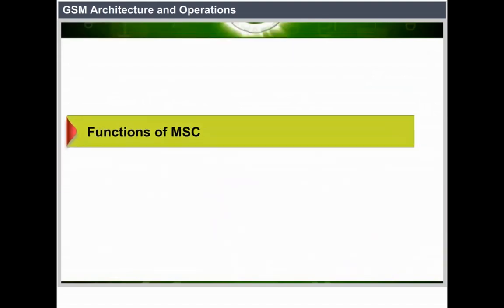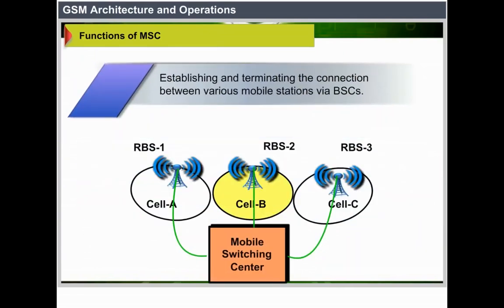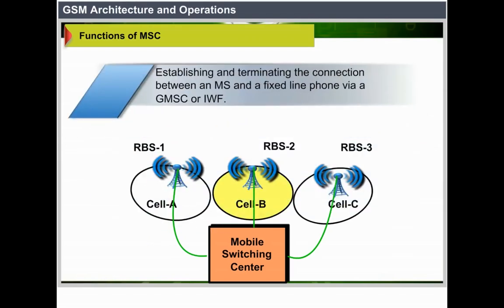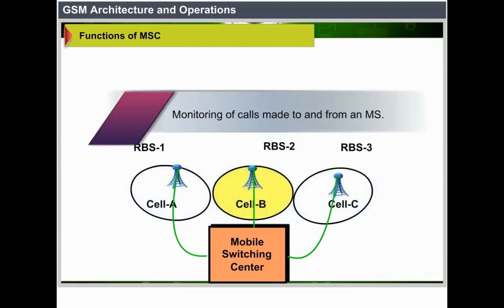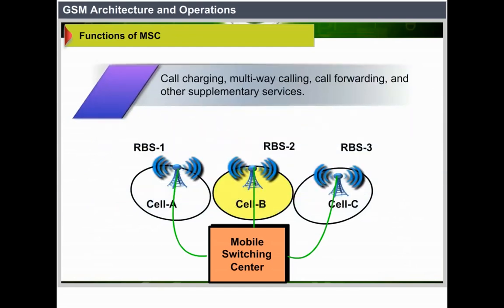Functions performed by an MSC. Processing of signals, establishing and terminating the connection between various mobile stations via BSCs. The mobile stations to be connected may fall in a given MSC's own area or in the area assigned to another MSC, in which case the communication path has to be via the other MSC. Establishing and terminating the connection between an MS and a fixed line phone via a GMSC or IWF. Monitoring of calls made to and from an MS. Call charging, multi-way calling, call forwarding and other supplementary services.